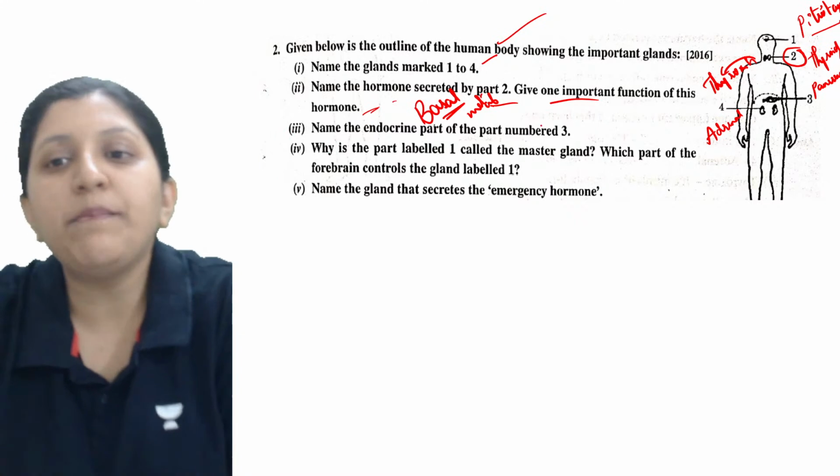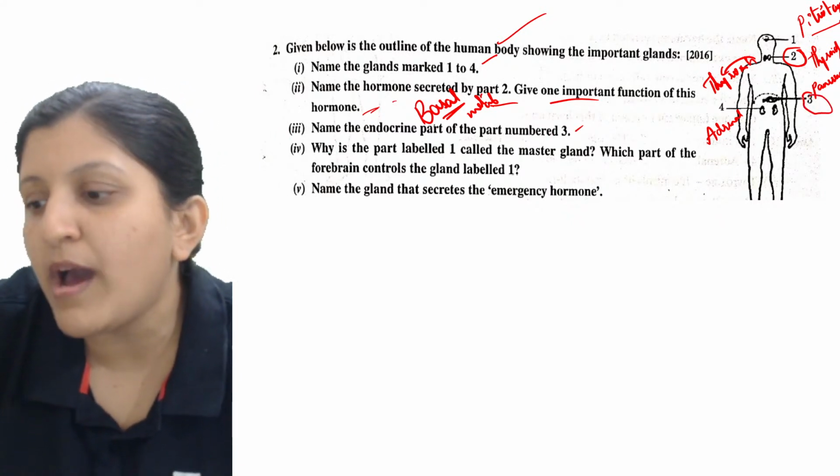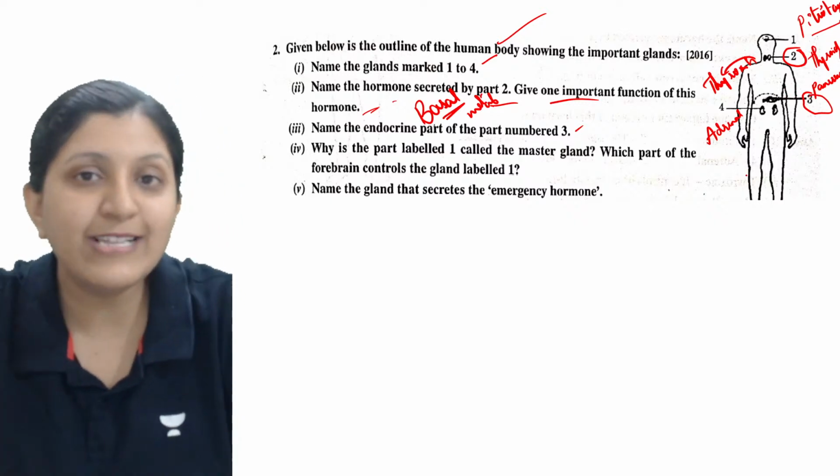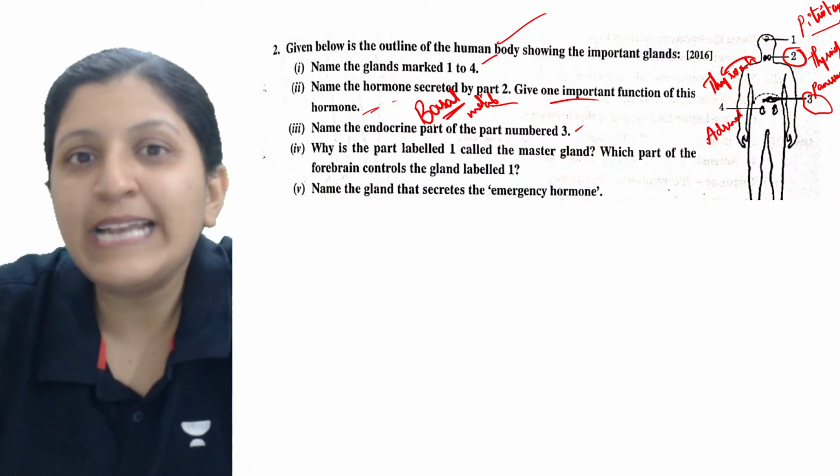Name the endocrine part of the part numbered 3. This endocrine part is nothing but the islets of Langerhans, where you can find alpha cells, beta cells and delta cells.